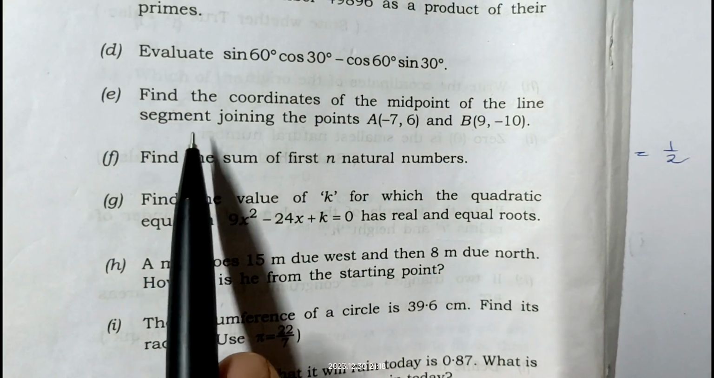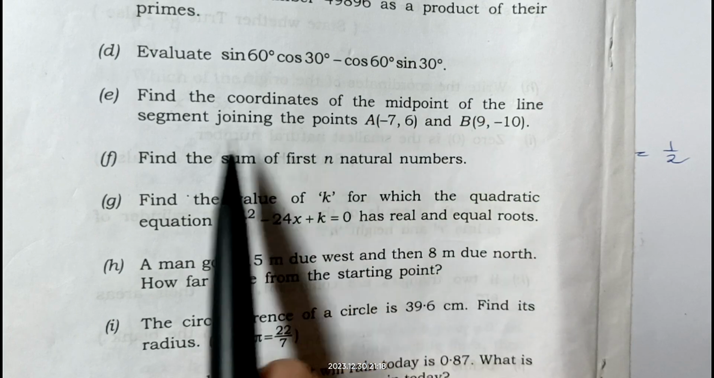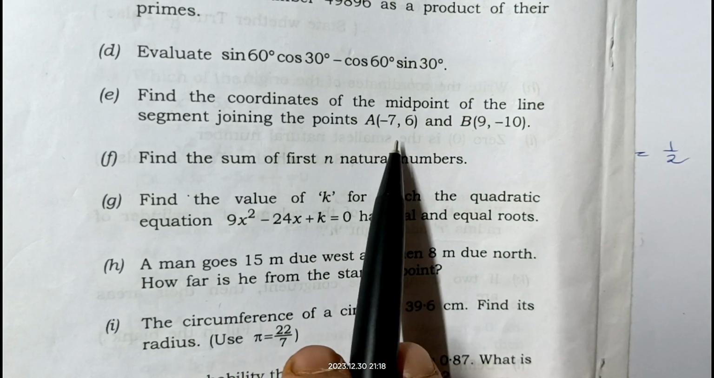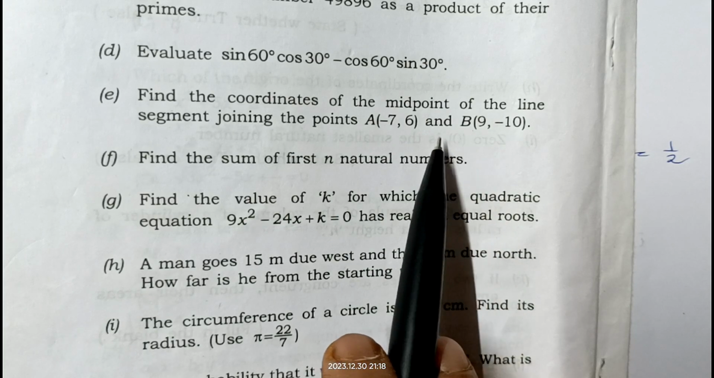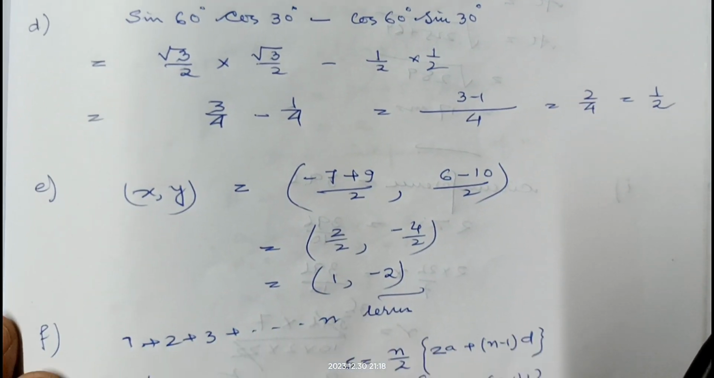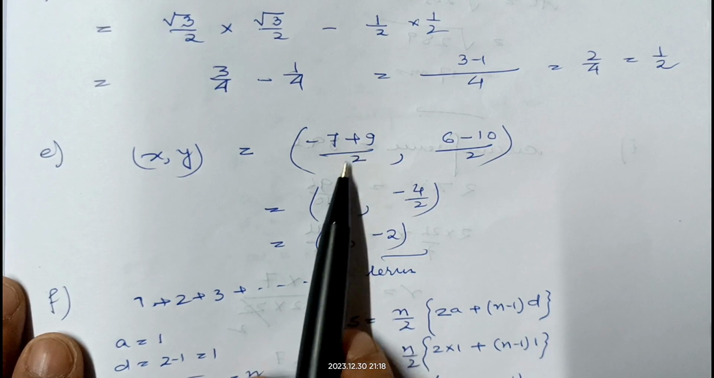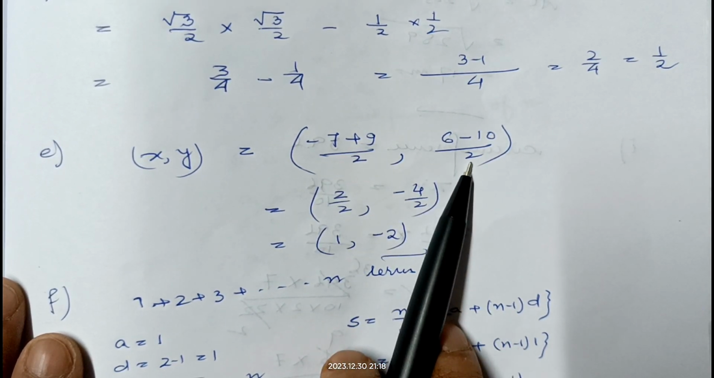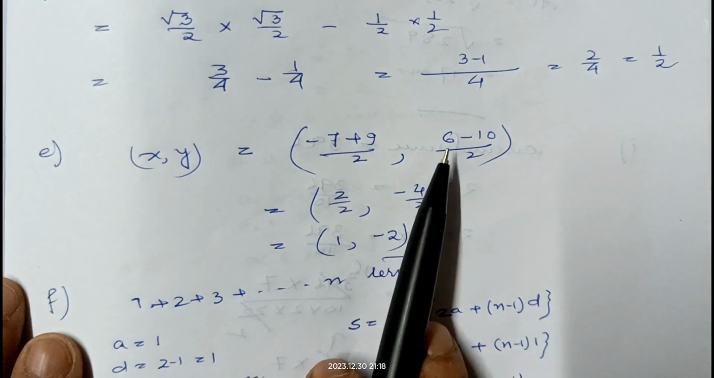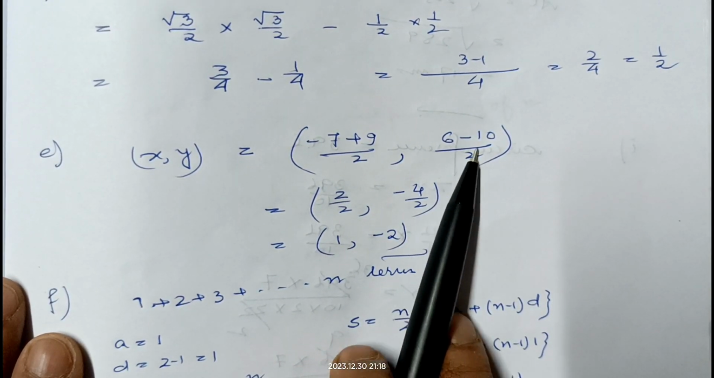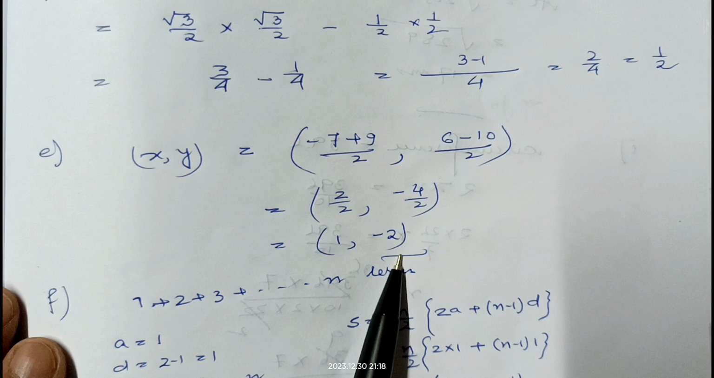In question number E, it is given, find the coordinates of the midpoint of the line segment joining the points A minus 7, 6 and B 9, minus 10. Since we have to find the coordinate of midpoint, we have to use midpoint formula x1 plus x2 by 2, y1 plus y2 by 2. So it will be minus 7 plus 9 by 2, that is 2 by 2, 1. 6 minus 10 by 2, minus 4 by 2, that is minus 2.